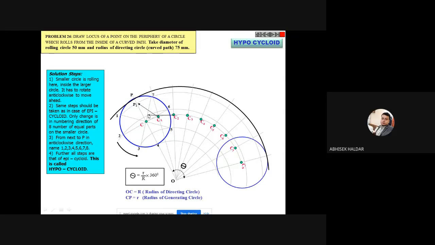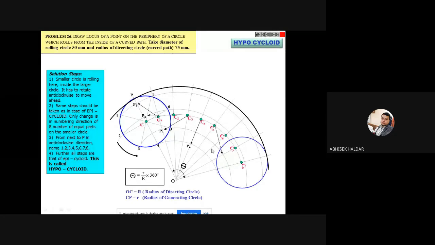That means this is the intersection point I will get. What is the arc length? Same arc length, CP. In my compass, CP will be fixed. From C3 I will cut the third arc line, that means 3, 5. I will get P3. From C4 I will cut the fourth arc line. That means P4, nothing but this one.